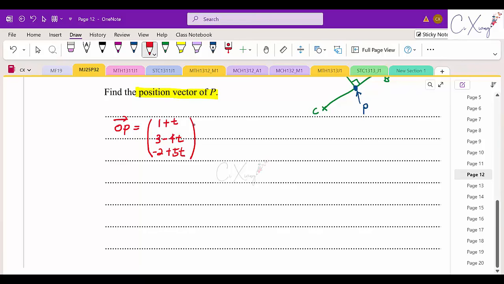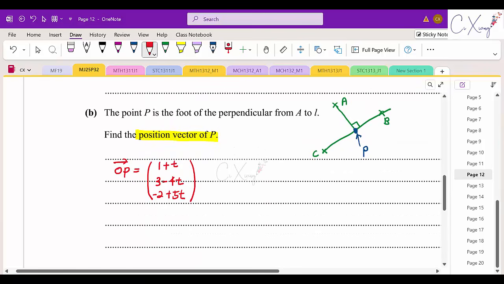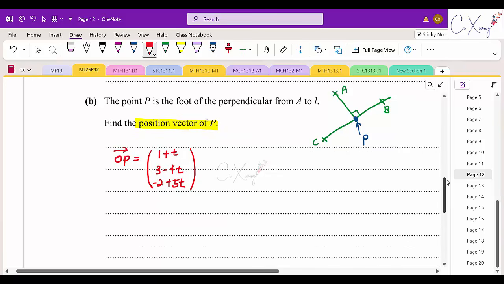This is what I have for the position vector first, but I do not know the final answer for the OP yet, because there's an unknown t here, right? I need to figure out the value for the t.